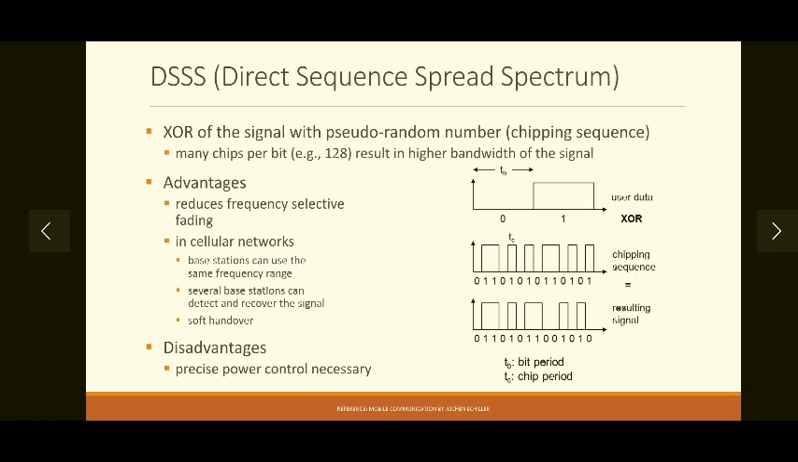Then in a cellular network, base stations can use the same frequency range. So that is very useful because frequency resources are scarce in availability. So we can use the same frequency for multiple users as we are going to spread the signal into a larger bandwidth before transmission. Also, several base stations can detect and recover the signal. Since the chipping sequence is well known before transmission, several base stations can use that chipping sequence for detecting and recovering the signal. Also, soft handover is possible because of this technique.